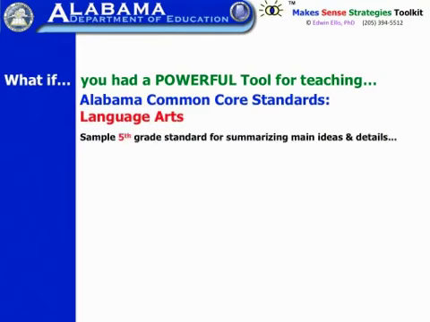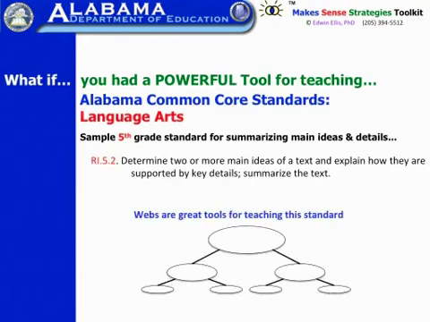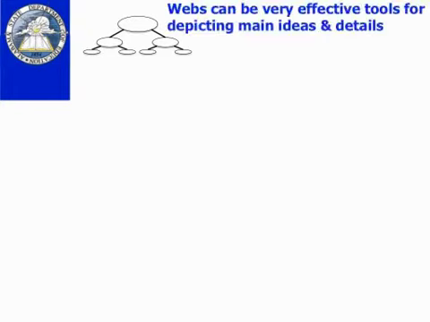Here's a sample fifth grade standard from the Common Core for summarizing main ideas and details. It's fifth grade standard, number 2. Determine 2 or more main ideas of a text and explain how they're supported by key details, and then summarize the text. Now, webs are really great tools for teaching a standard like this, and they can be very effective for depicting main ideas and details.